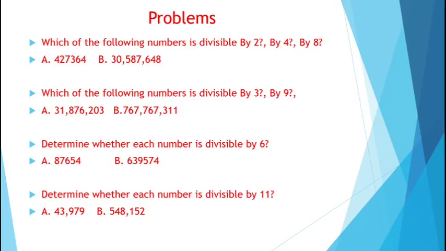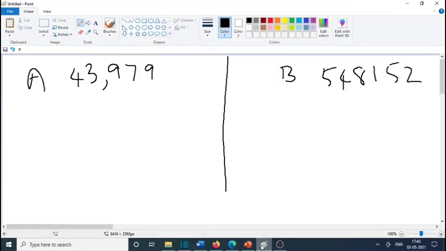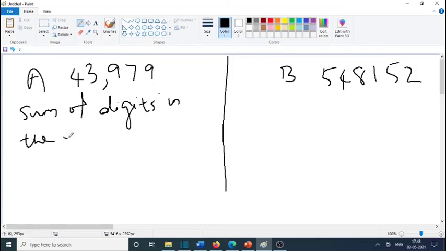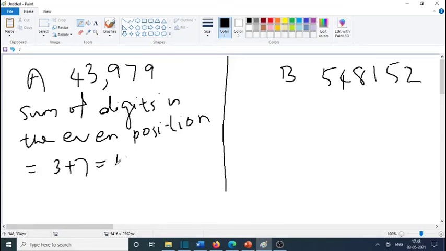Next problem, determine whether each number is divisible by 11. First number is 43,979. Second problem, 548,152. We have to find whether this is divisible by 11. So the sum of digits in the even position is 3 and 7. So 3 plus 7 is equal to 10.